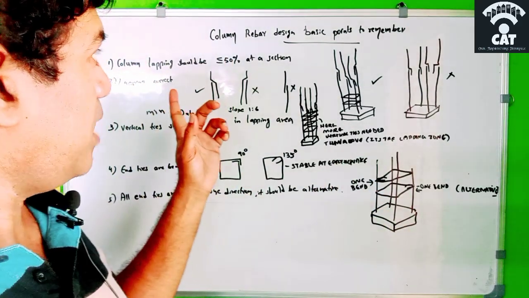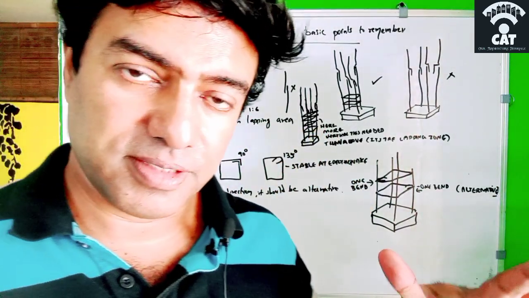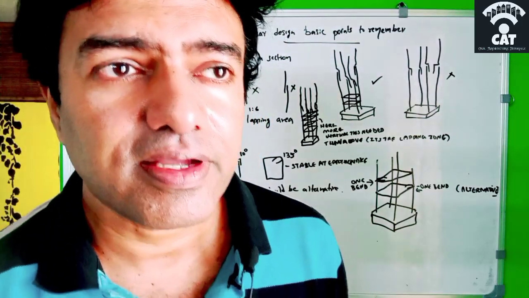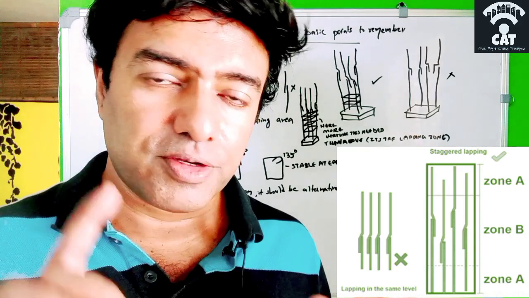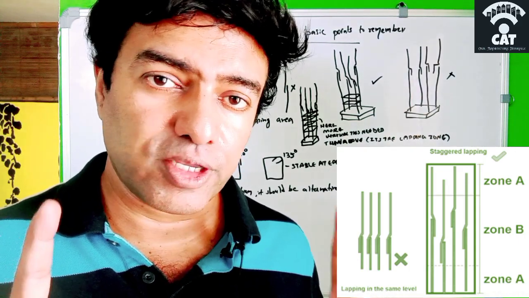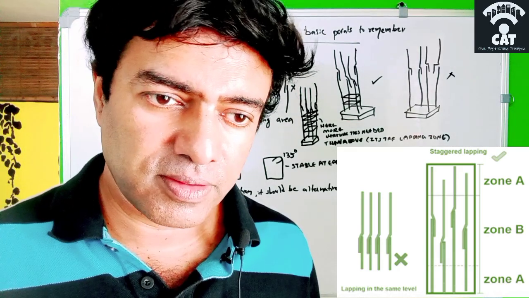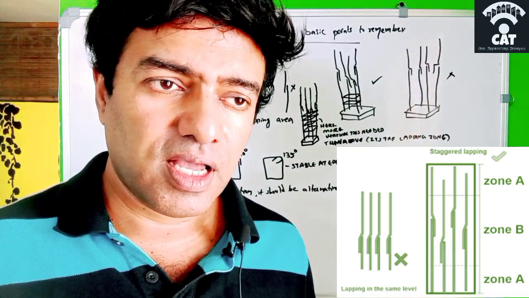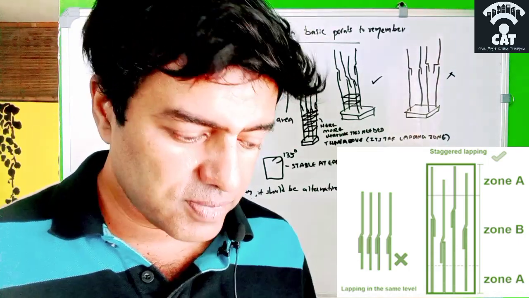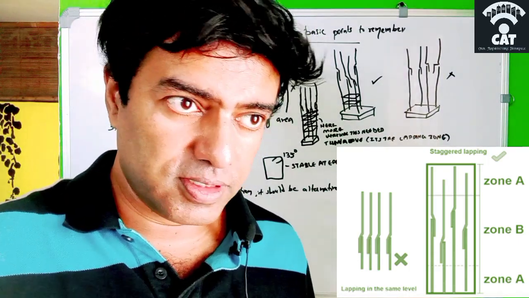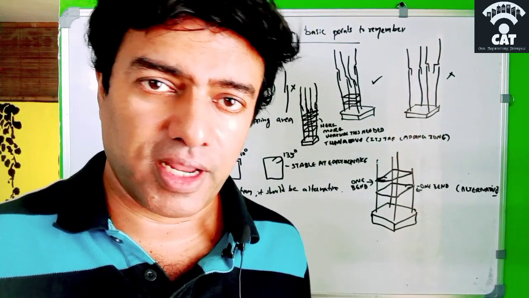First point is column lapping should be less than or equal to 50% at a section. That means when we take a section of the column lapping, only 50% or less should be lapped. In some of the sites I visited, or you might also have seen, from the top of the roof you can see some reinforcement bars coming up for columns, maybe for later use.